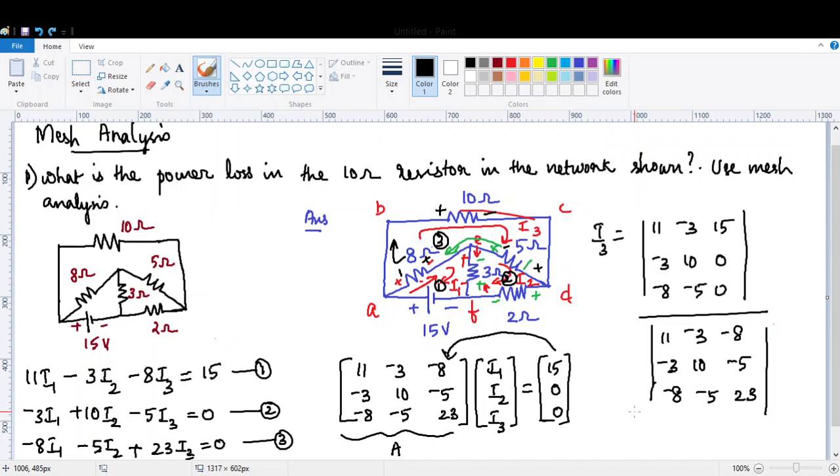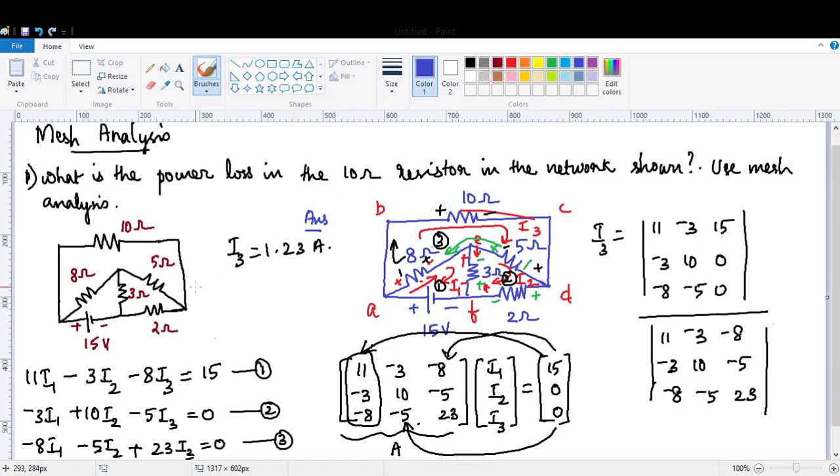Now if you want to find the I2 value, you have to replace the second column of matrix A with the constants. If it is I1 we need to find, replace the first column of the A matrix with the constants. Okay, this is how the matrix rule is applied. So finding the determinant, we can find the value of I3. That is, I3 is equal to 1.23 amperes, and we need to find the power loss.